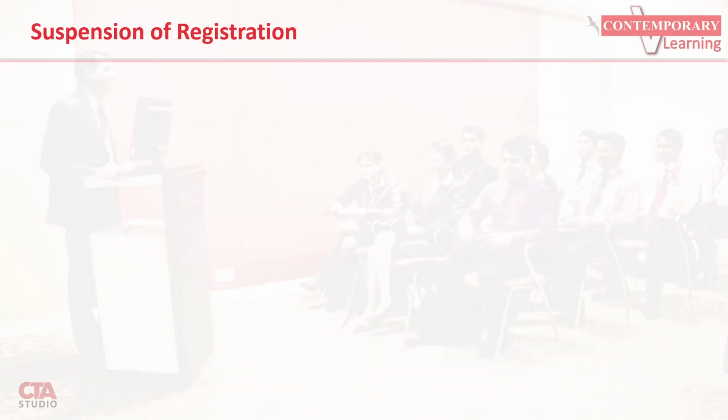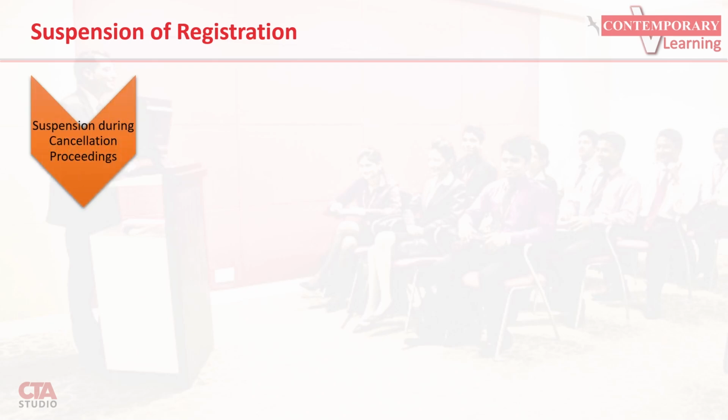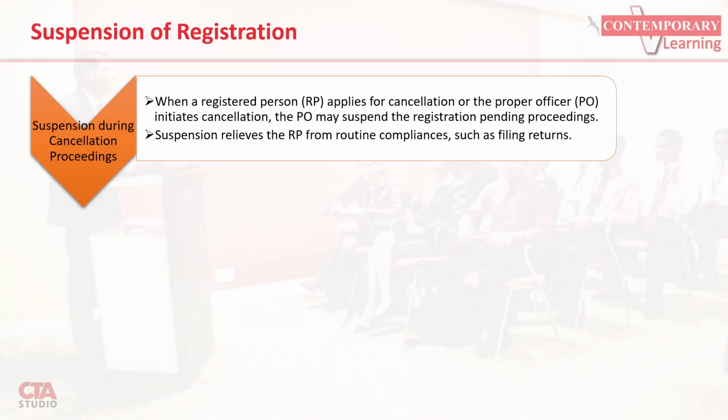Now, suspension is a temporary measure. Suspension during cancellation proceedings. When a registered person, RP, applies for cancellation or the proper officer, PO, initiates cancellation, the PO may suspend the registration pending proceedings. Suspension relieves the RP from routine compliances such as filing returns.